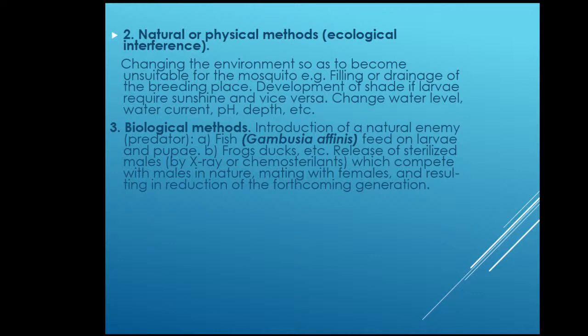The biological methods also include gene modification of sterilized males which compete with normal males in nature. These sterilized males mate with females and cause a reduction in the number of the next generation. They can't fertilize females, and it causes a decrease in the number of mosquitoes.